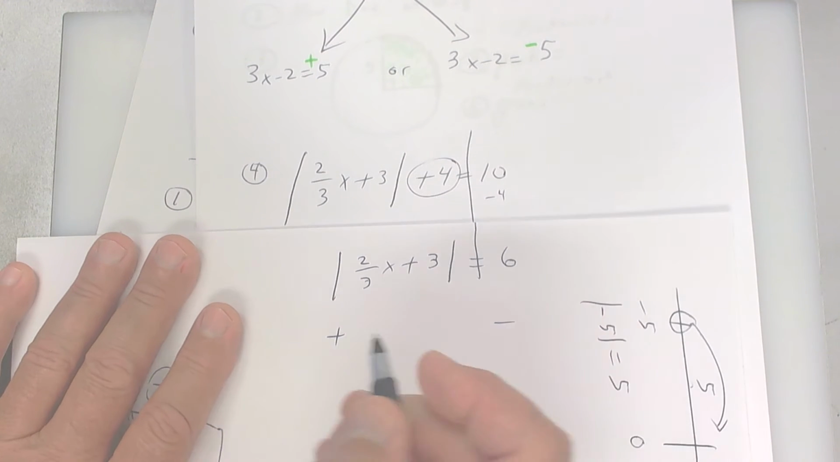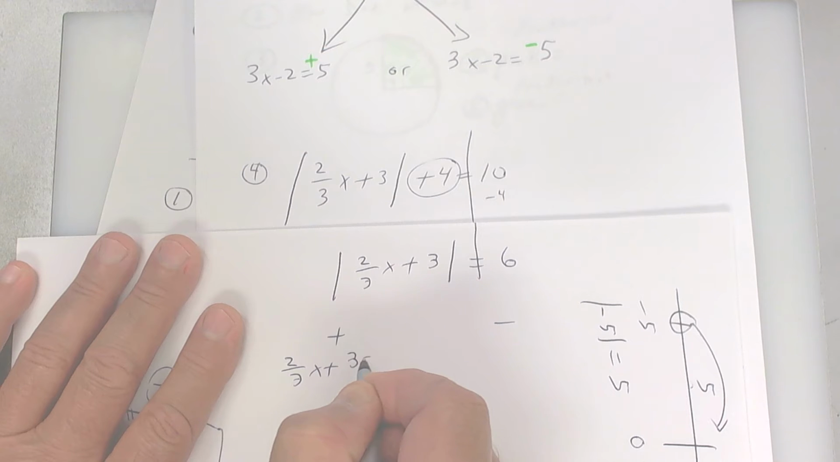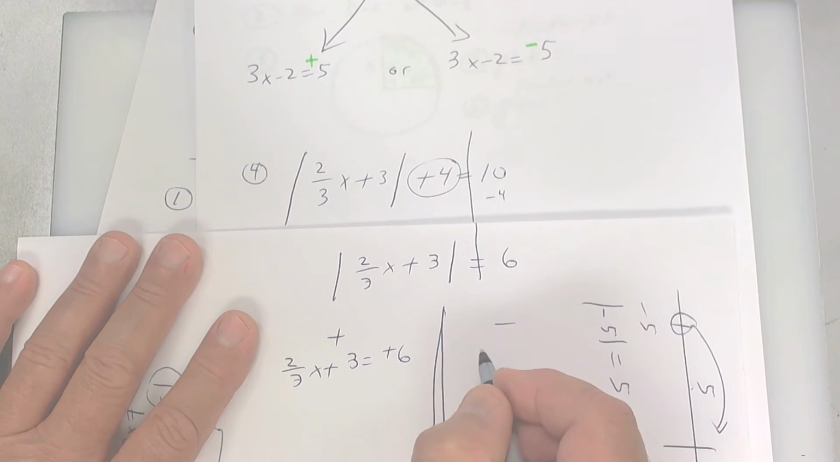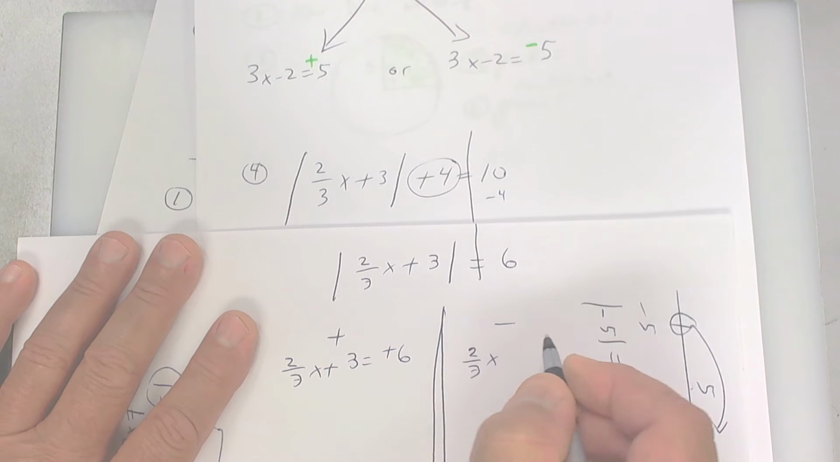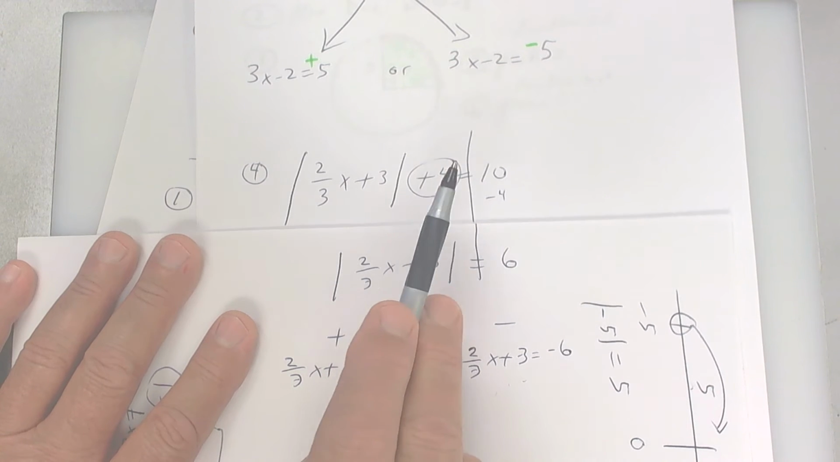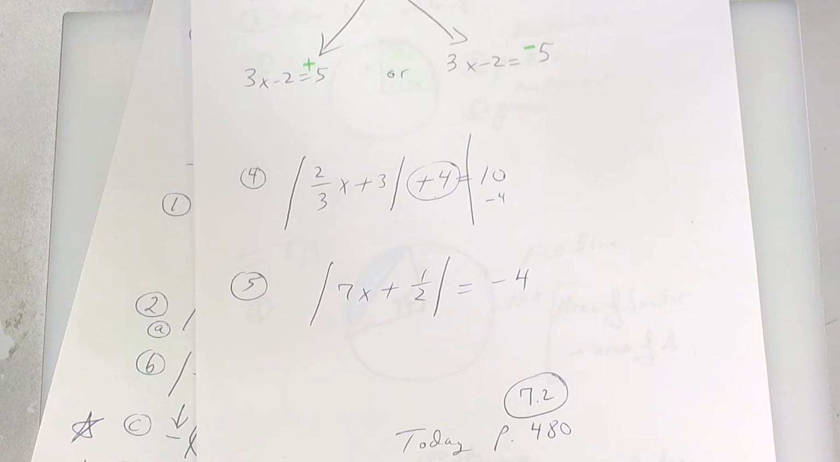Now that you have the absolute value alone, then you can go into your plus and your minus phase. So you're going to have 2/3x plus 3 is equal to a +6, and then on the minus side, you're going to have 2/3x plus 3 is equal to a -6. So you have two possibilities, but you must get the absolute value by itself first. Make sure you know that.